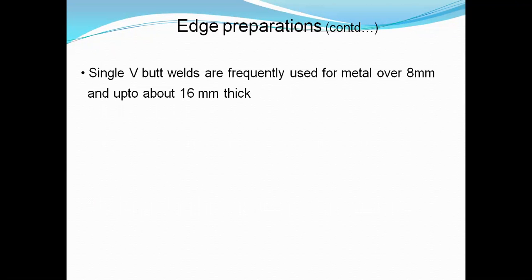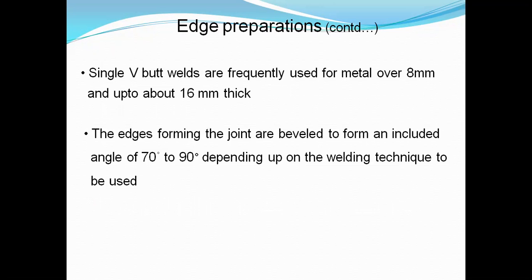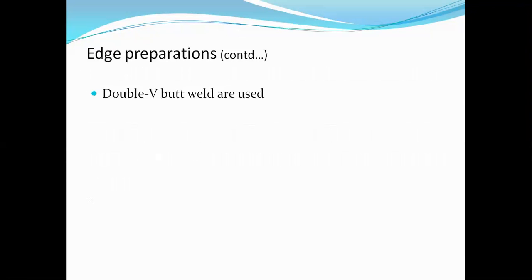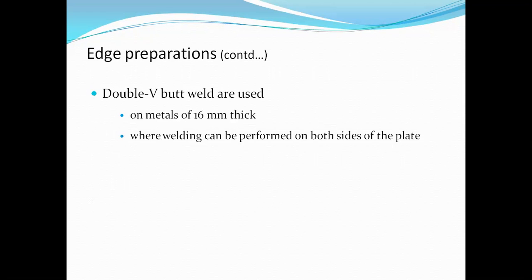The single V butt welds are frequently used for metal over 8 mm and up to about 16 mm thickness. The edges forming the joint form an included angle of 70 to 90 degrees, depending upon the welding technique to be used. Double V butt welds are used on metal of 16 mm thickness where welding can be performed on both sides of the weld. These are all the edge preparations: square butt weld, single V butt weld and double V butt weld.